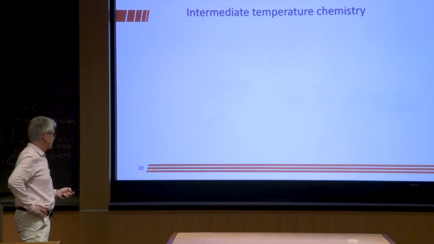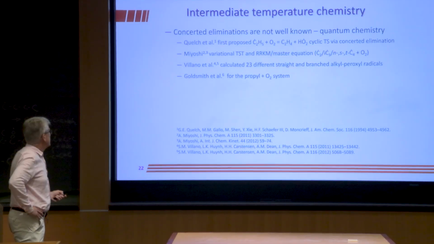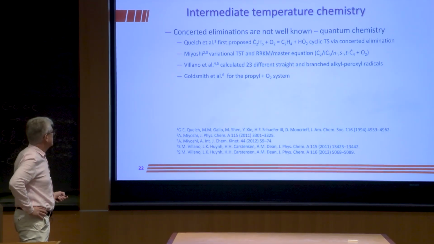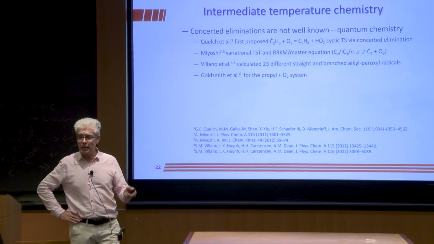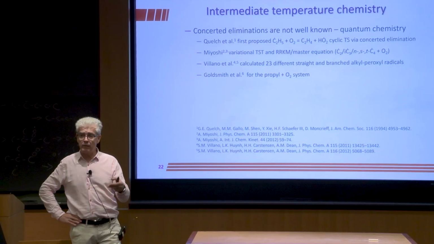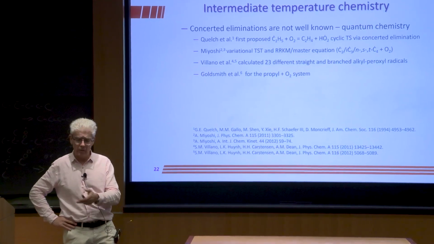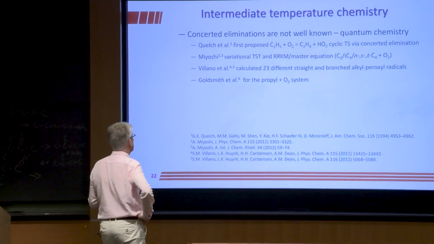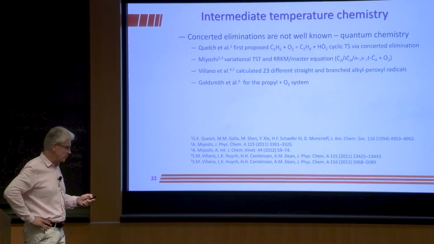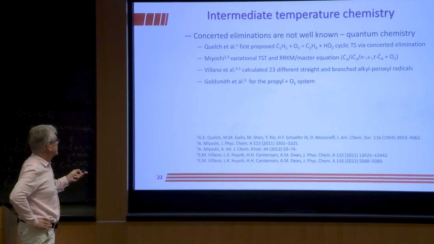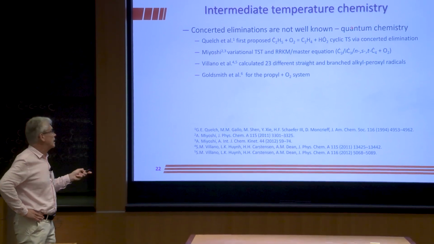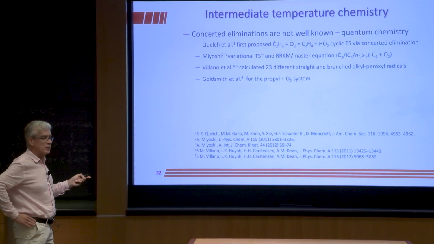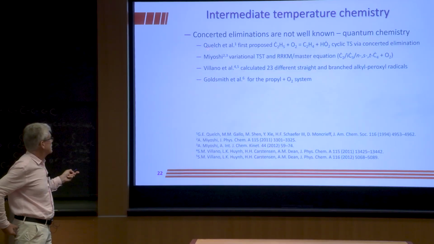All right, so intermediate temperature chemistry then. What we're focusing on here is the RO2 elimination, giving you olefin plus HO2, right? And so where do we get the rate constants for this reaction? They're actually still not that well known, right? The more quantum chemistry calculations that have been performed, the better known.